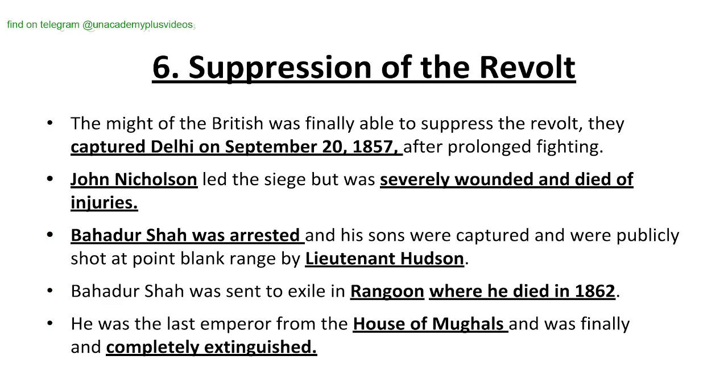Suppression of the revolt. The might of the British was finally able to suppress the revolt. They captured Delhi on September 20, 1857, after prolonged fighting. John Nicholson led the siege but was severely wounded and died of injuries. Bahadur Shah was arrested and his sons were captured and publicly shot at point blank range by Lieutenant Hudson. Bahadur Shah was sent into exile in Rangoon where he died in 1862. He was the last emperor from the house of Mughals, and the dynasty was finally and completely extinguished.